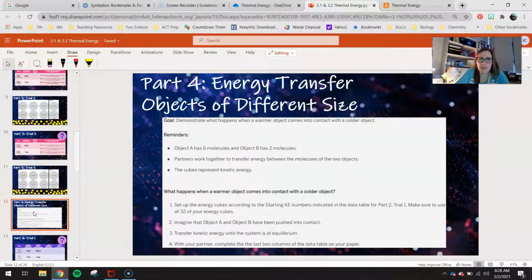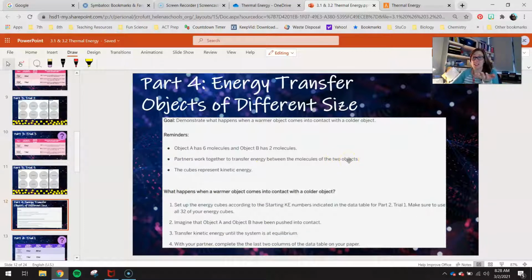So demonstrate what happens when a warmer object comes into contact with a colder object. We're just adding on to what we just did, and we're going to go ahead and do our thermal energy transfers, our energy transfers. So object A has 6 molecules, object B has 2. You guys are going to transfer energy between the molecules of the 2 objects, and remember that the little yellow cubes each represent 1 kilojoule of kinetic energy. So what happens when a warmer object comes into contact with a colder object?